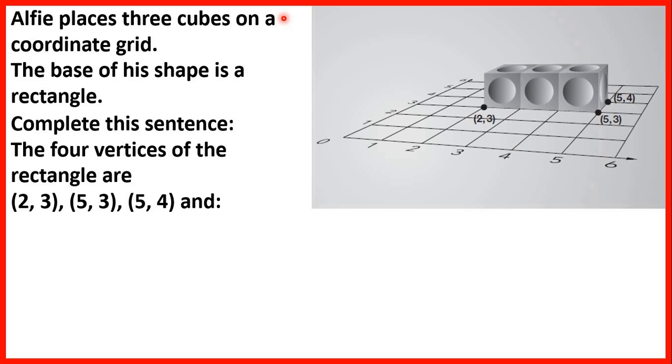Alfie places 3 cubes on a coordinate grid. The base of his shape is a rectangle. Complete this sentence. The 4 vertices of the rectangle are (2, 3), (5, 3), (5, 4), and what else? So the vertices of a shape are the corners. So the 4th corner will be here. That will be in line with the 2, so that's our x-coordinate, because we can see that the x-coordinate here is 2, and this point will be in line, and it will have a y-coordinate of 4, so the same as the y-coordinate here. So that means the coordinates will be (2, 4).